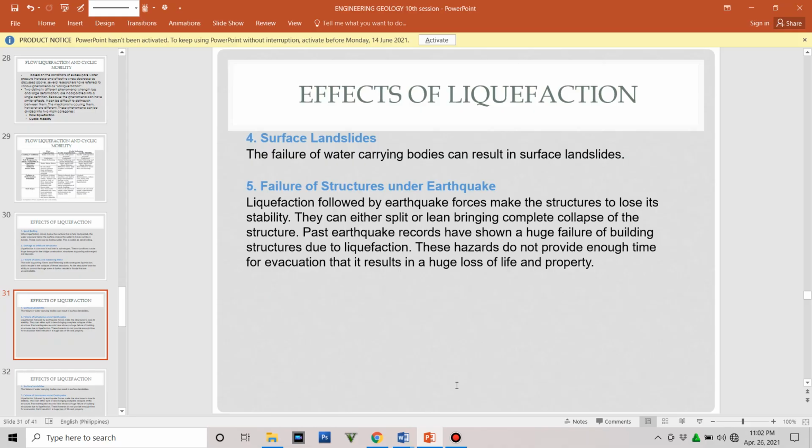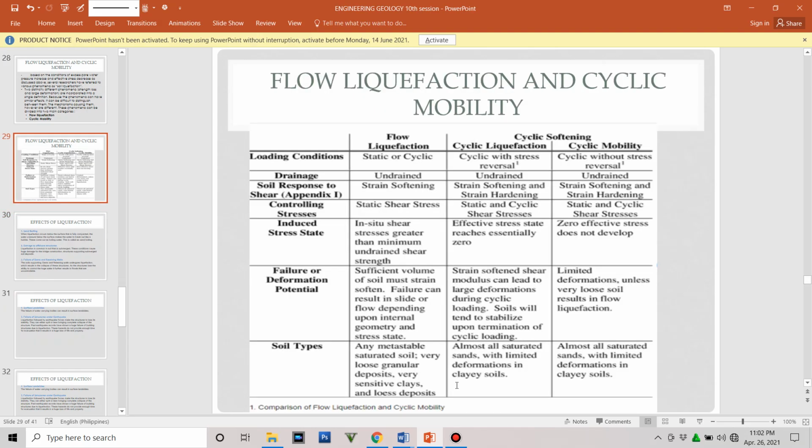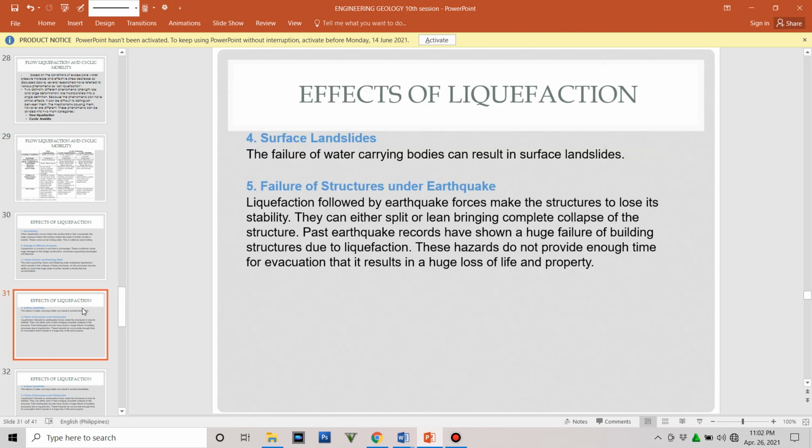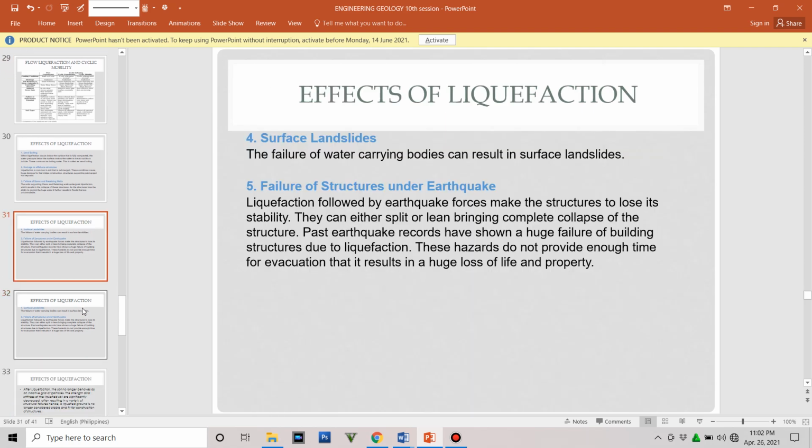Surface landslides. So the failure of water carrying bodies can result in surface landslides. So this is true kanina. Balikan natin to. The failure potential for flow liquefaction is that failure can result in slide or flow depending on the internal geometry and stress state. So depende siya sa soil material. So landslide yan. Okay? So that is surface landslide.